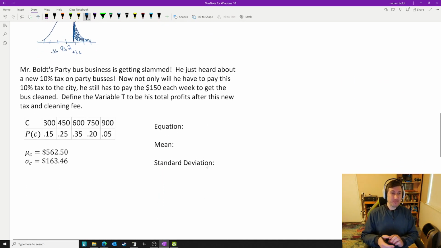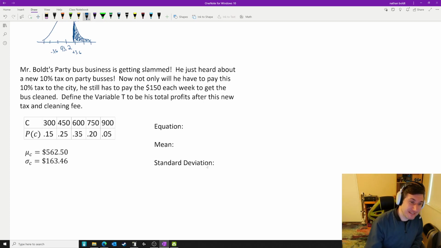Mr. Bolt's party bus business is getting slammed these days. Oh, man. He just heard about a new 10% tax on his party buses. Now, not only will he have to pay this 10% city tax, he will also have to pay the $150 for the bus to be cleaned every week.